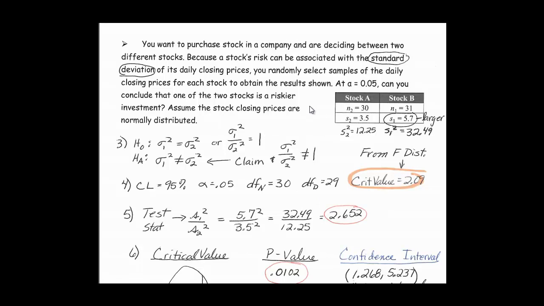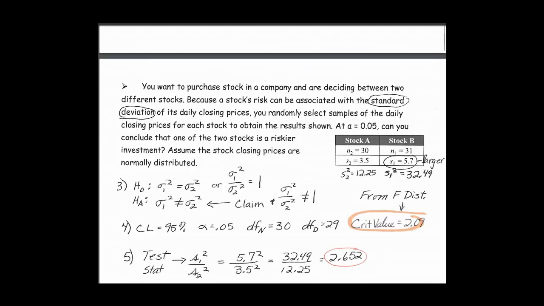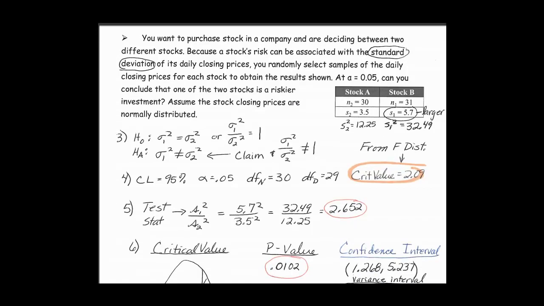You randomly select samples of the daily closing prices for each stock to obtain results. At a 5% alpha, can you conclude that one of these two stocks is a riskier investment? Assume that stock closing prices are normally distributed. This is a really good business example of how you would use hypothesis testing.